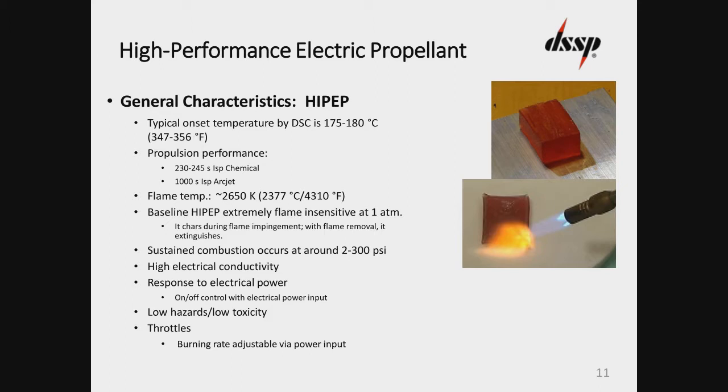The other thing to understand with these propellants is they do not have sustained combustion at under about 200 psi. So above 200 psi, it gets tricky to turn them off and on, or you can throttle. But really, when we're talking about the off and on operation of these thrusters, they really are made for low pressure operations at, like I said, less than about 200 psi.